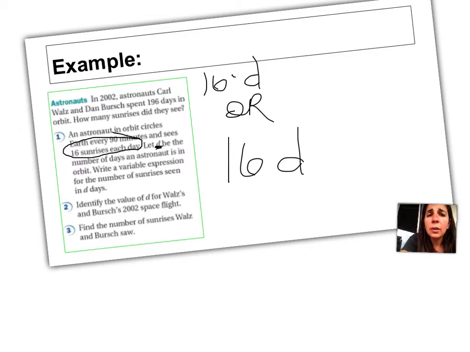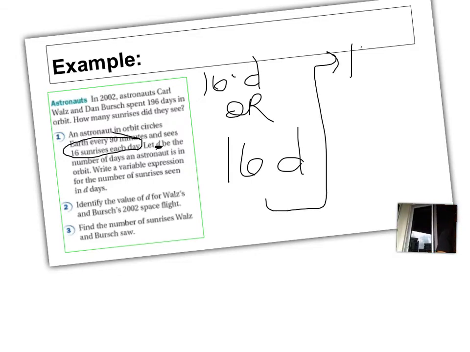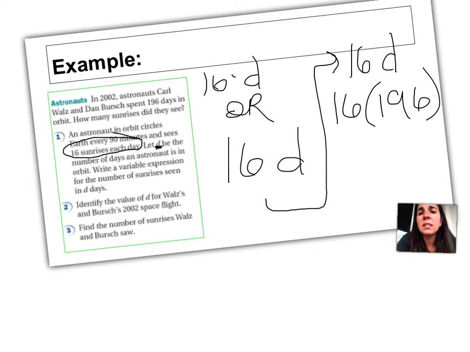To identify the value of D for Walt and Birch's 2002 space flight, that information is at the beginning. The value of D was 196 because they spent 196 days in orbit. So to find the number of sunrises, we're going to evaluate 16D, and instead of D, we are going to write 196 and multiply to find the number of sunrises Walt and Birch saw.